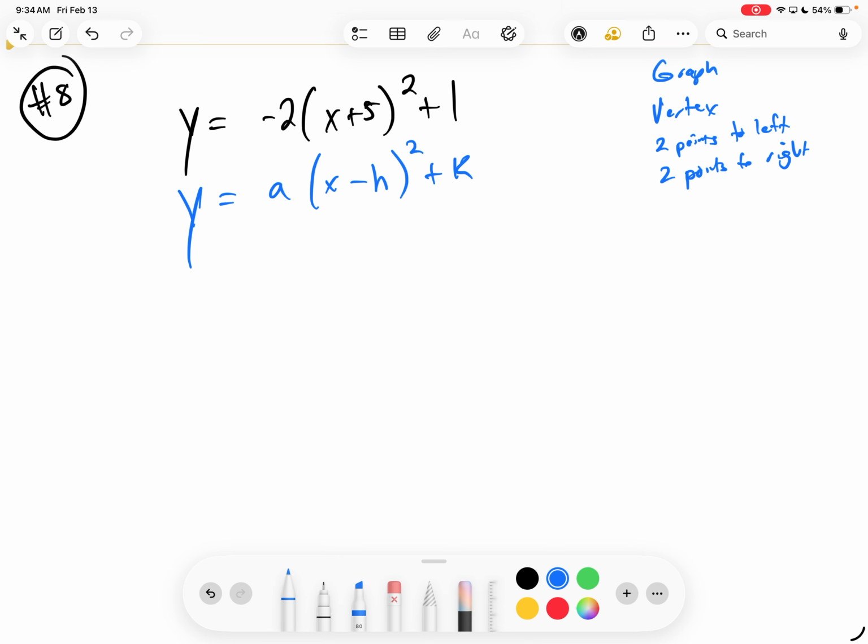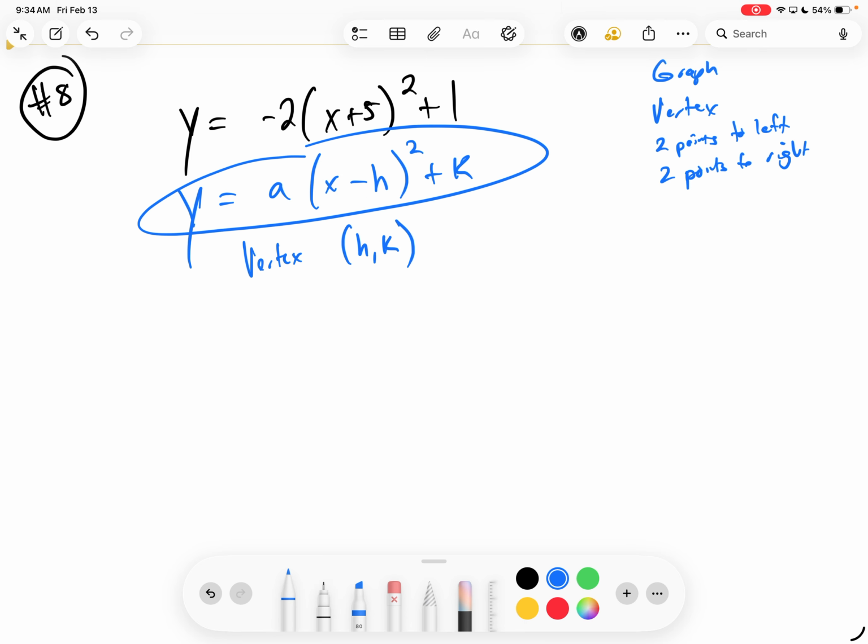So the formula starts out with a negative right here, right? So my vertex does not account for that negative. My vertex is just h, k, okay? You got to memorize, you got to know that. And this is going to happen after the test. I think it's the section after the test.